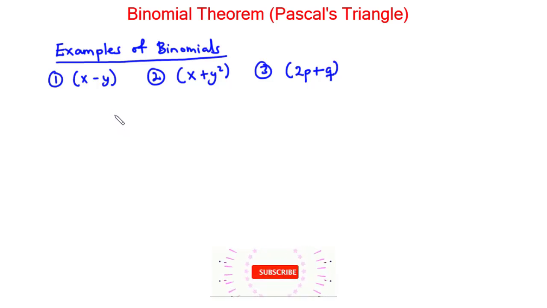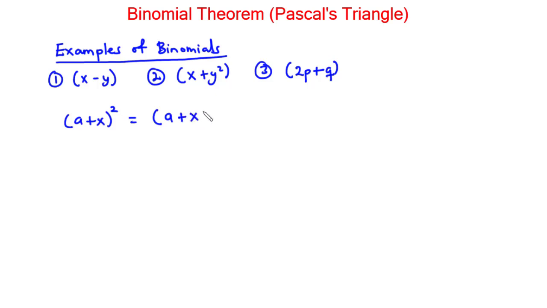Now you are familiar with the expansion of a plus x to the power 2. Now this binomial is in the form a plus x raised to the power n. So comparing these two, you realize that the value of n is equal to 2. The exponent is 2. Now let's try and expand this binomial.